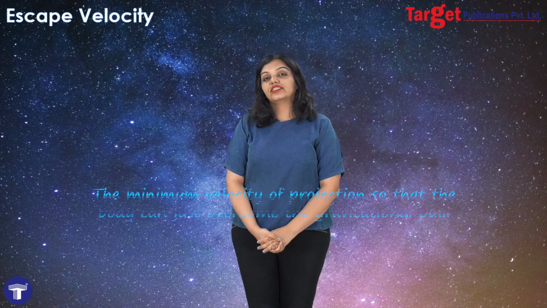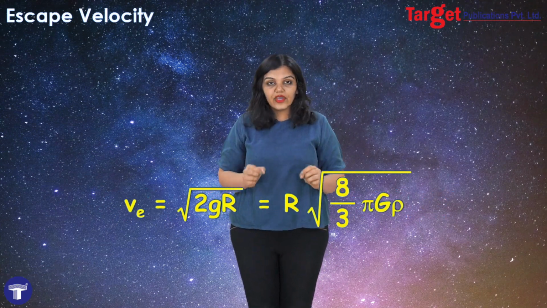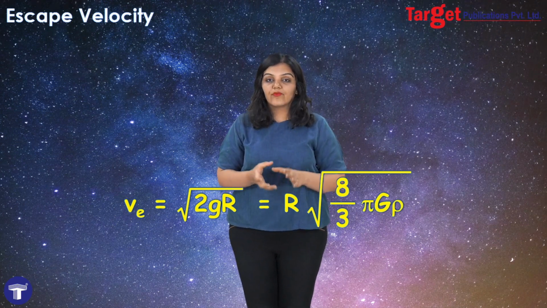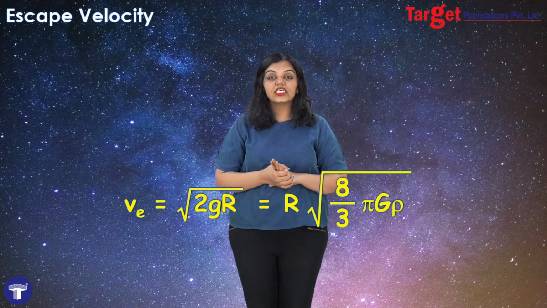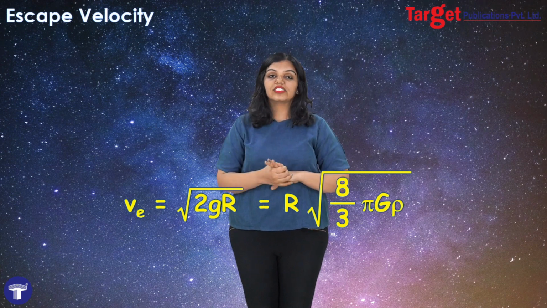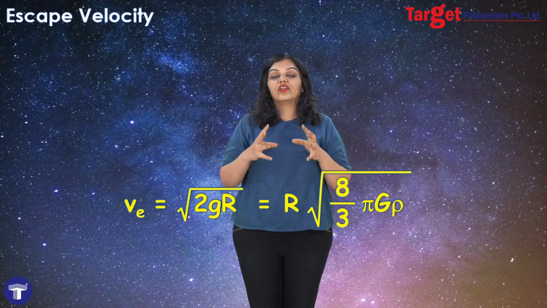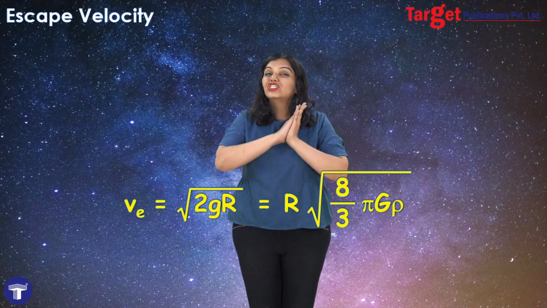The formula for escape velocity is VE = root(2gR), a very famous formula. A lot of problems are asked on the concept of escape velocity. Root(2gR) can also be written in terms of the density of the Earth. It is R root((8/3) pi G rho), where rho is the density of the Earth. So escape velocity VE is the velocity with which an object should be thrown horizontally so that it just overcomes the force of the Earth.